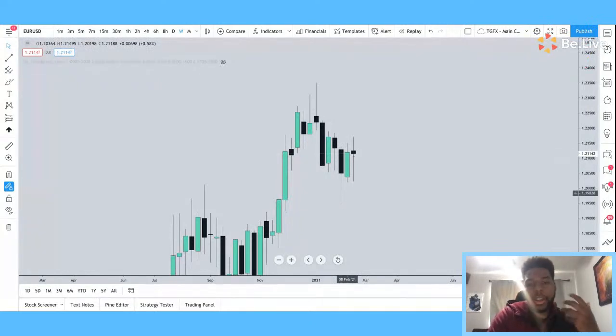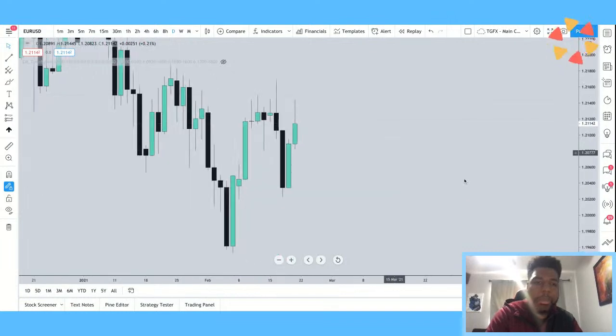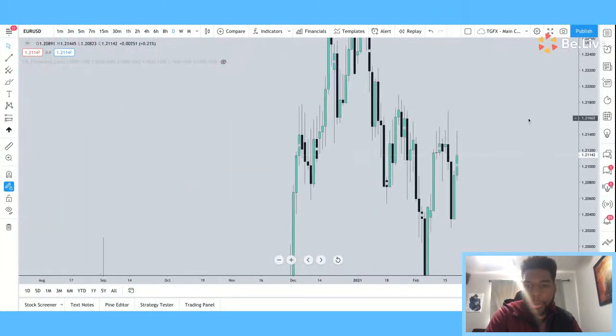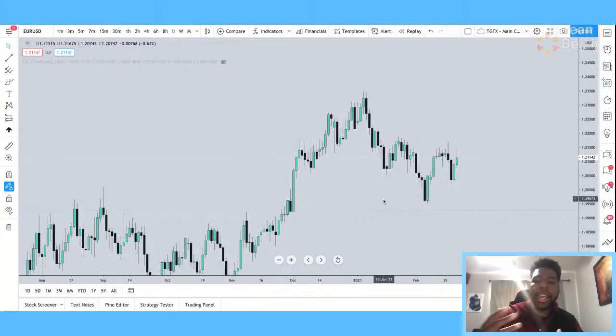Now dojis are indecision candles, right? So what we want to do is find out some more information. We want to see why it formed this doji, potentially what price can be telling us. So overall, if we look at price like this now, what we want to do is once again analyze the structure of the market on this time frame.